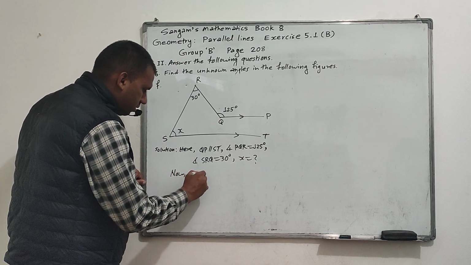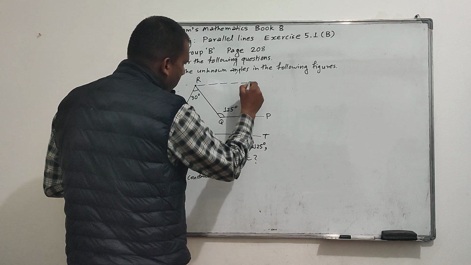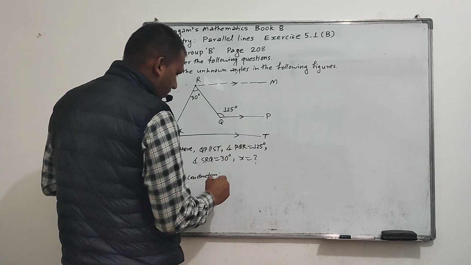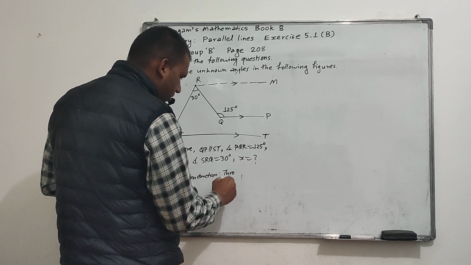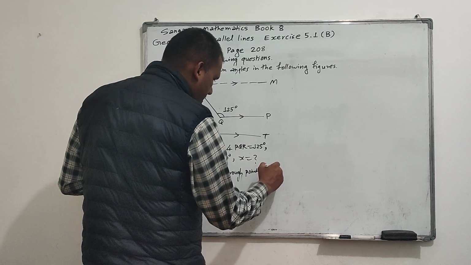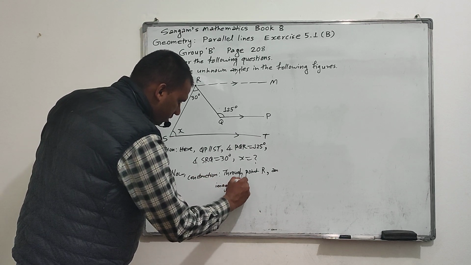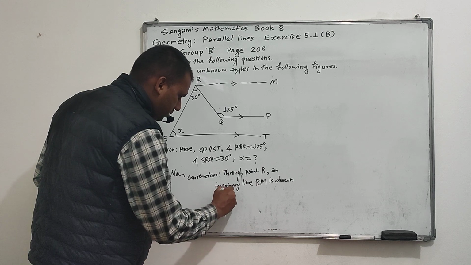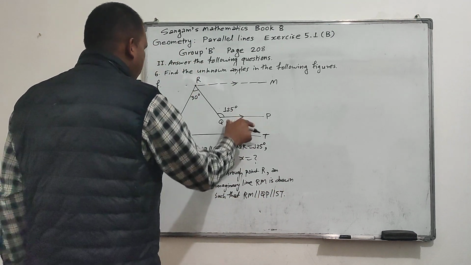Now construction. Through point R, we can draw an imaginary line. Suppose RM is parallel to QP, parallel to ST. So construction: through point R an imaginary line RM is drawn such that RM parallel to QP parallel to ST.